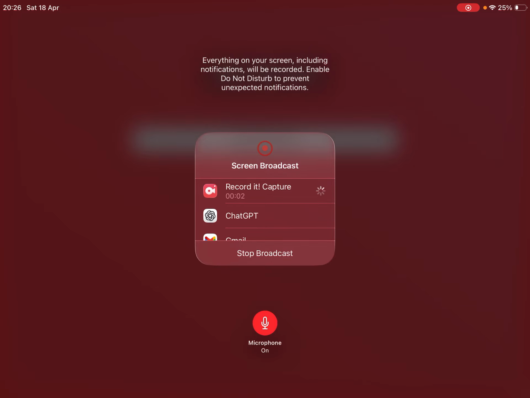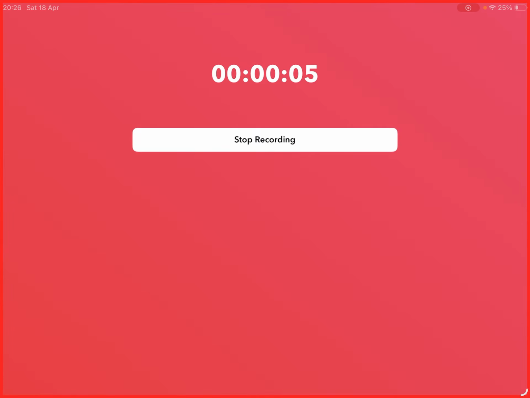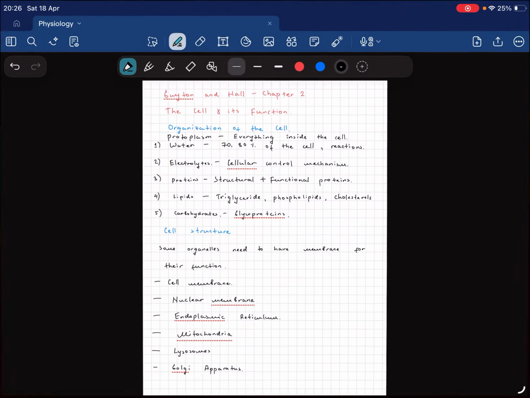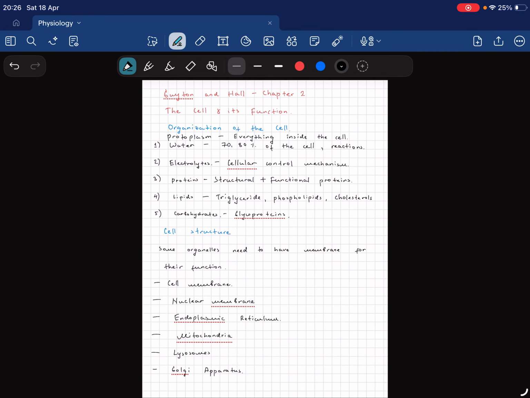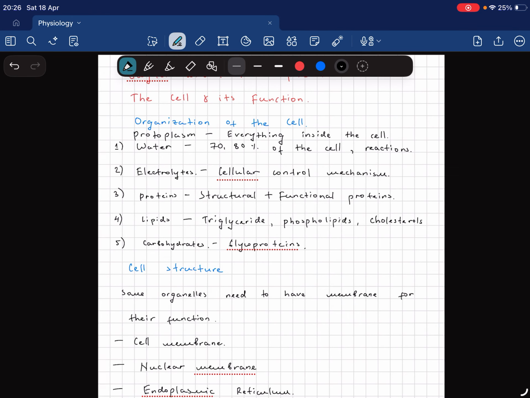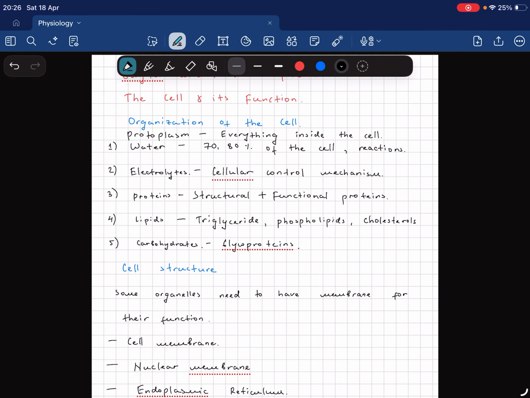Okay, hello guys. Today we are going to talk about Guyton and Hall, chapter 2, the cell and its functions. So let's start.